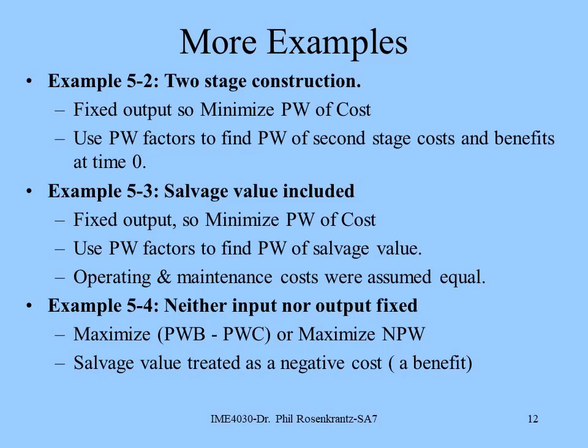And going on to example 5-4, here we have neither input nor output fixed, so we have to maximize the net present worth. And again, we have salvage value. This problem is just a little bit more complicated than the others, but the principle is the same. We take all of our cash flows, with the benefits being treated as positive and the costs being treated as negative, and find their present worth and find the resultant net present worth. Now let's go to slide 13.